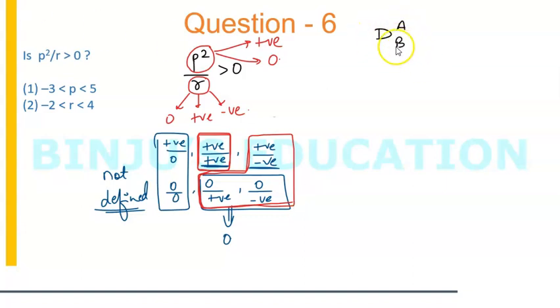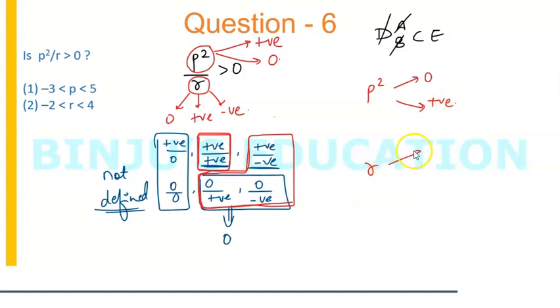So if I do D, A, B, C, and D, I can simply say, okay, A, B, and D will simply go out because individually I won't be able to solve it. The only possibility is if I combine them, that's it. Nothing else. Now, when I combine them, p square can be 0, p square can also be positive. Both of them are applicable.